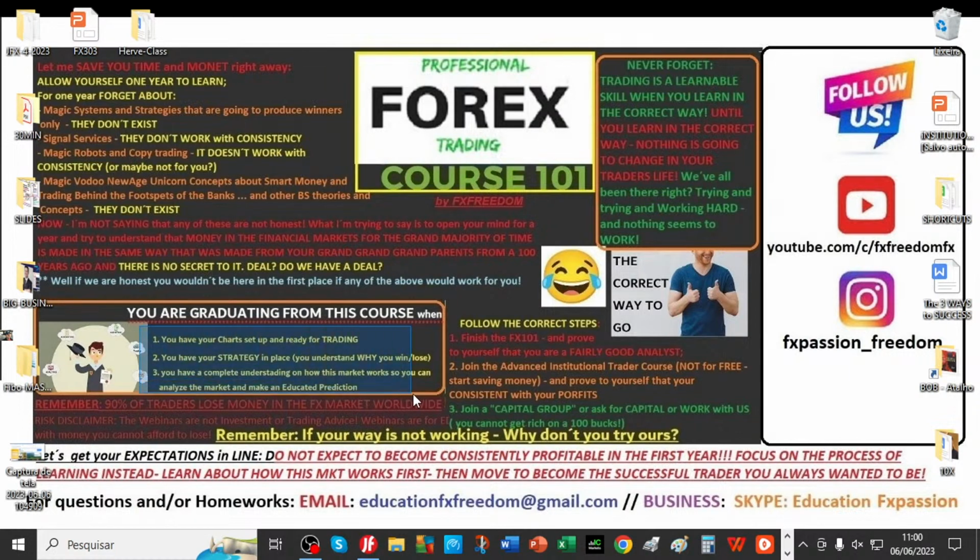Number one, you have your chart set up and ready for trading. Number two, you have your strategy in place. You understand how your strategy works, more or less. And number three, you have a complete understanding on how this market works, so you can analyze the market and make an educated prediction.